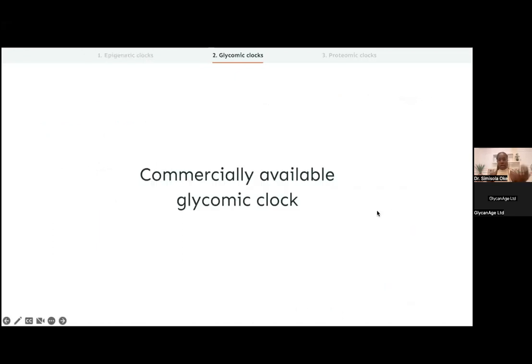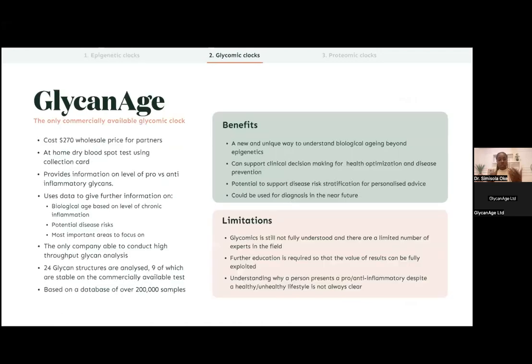As I mentioned, for commercially available glycomic clocks, at the moment the only one is GlycanAge. It costs $270 at the wholesaler price for partners. So for people who are providing it and doing the consultations, it's done with an at-home dry blood spot test using a collection card. It ultimately provides information about those pro-inflammatory versus anti-inflammatory glycans. And that information is broken down into various indexes, which can help you understand what risk factors an individual has.